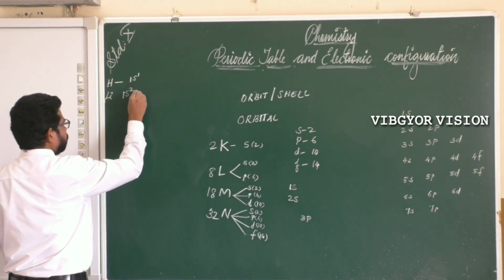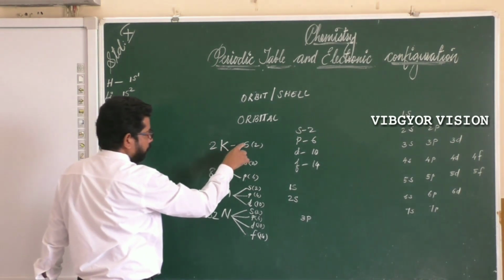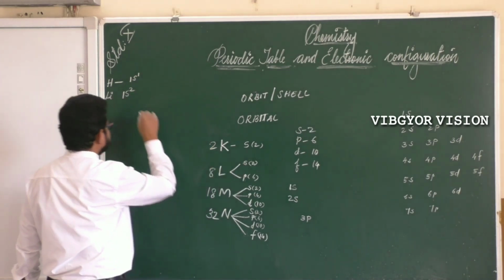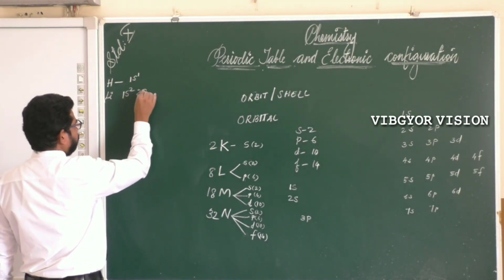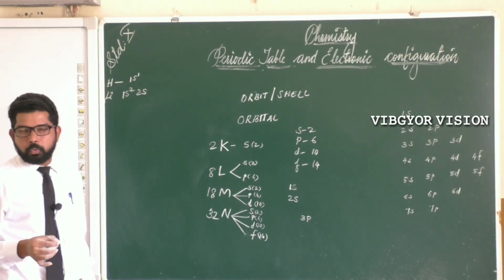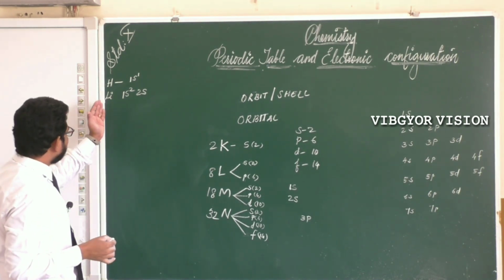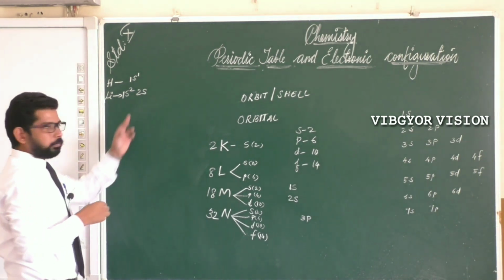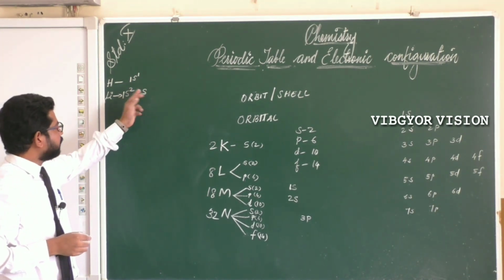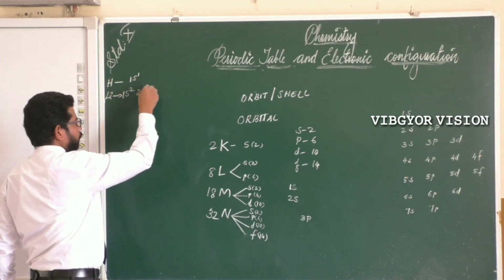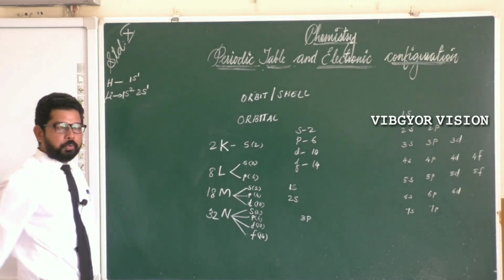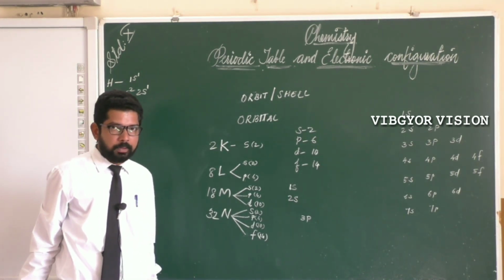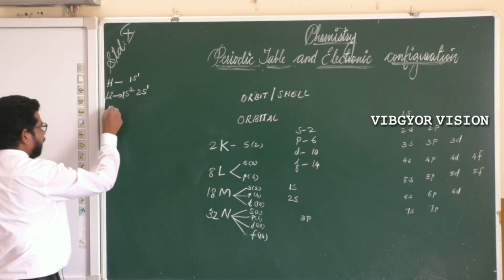After completing 1s2, what is the next one? After completing 1s, it goes to 2s. How many electrons are left in lithium? Lithium has only 3 electrons. First 2 occupied 1s, and 1 is left. It goes here. So 1s2, 2s1.